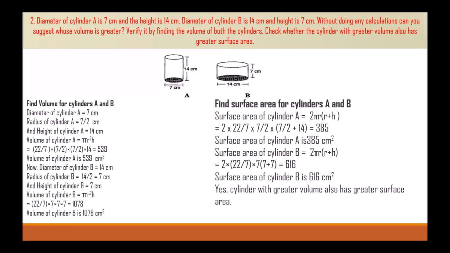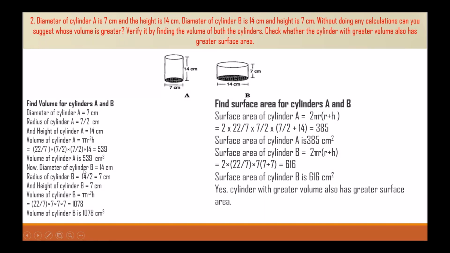Cylinder A diameter is given as 7 cm. So we will find the radius, which is 7 upon 2 cm. Height is given as 14 cm. Volume of cylinder A is pi r square h. So 22 upon 7 into 7 upon 2 into 7 upon 2 into 14. So we will get 539 centimeter cube.